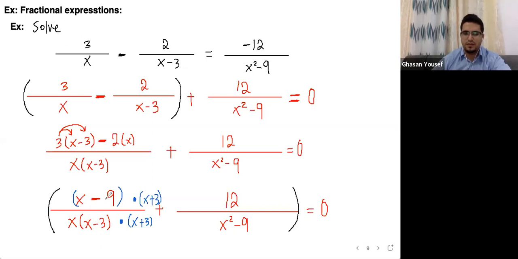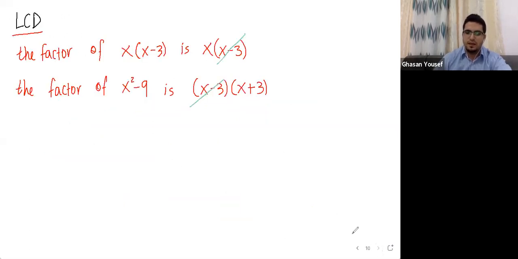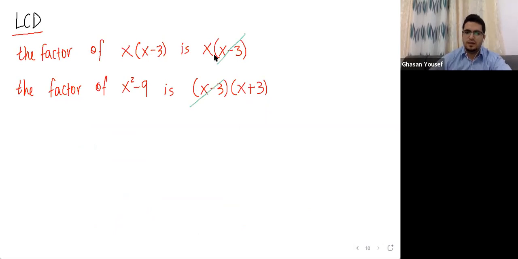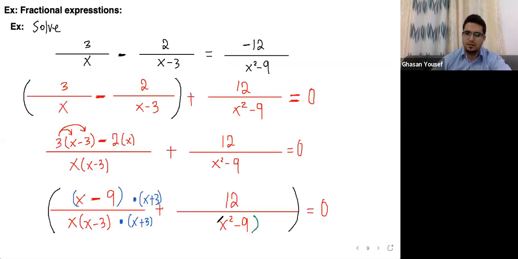So here we multiply the numerator and the denominator by what's remaining of the factor of x squared minus 9. The remaining is x plus 3. Now for the other fraction, we multiply both sides by what's remaining of the factor of x times x minus 3. The remaining here is x. You see the x? We have to multiply both sides by x, so multiplying this by x and this by x. After we do this, the denominators will be equal, 100% for sure.